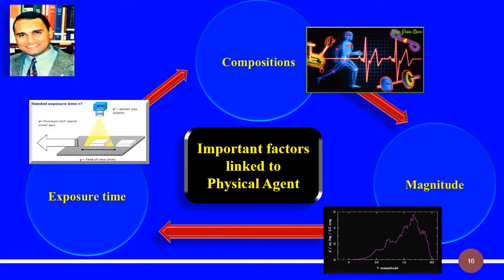Important factors linked to physical agents are composition, magnitude, and exposure time. They are important in determining how, when, and why the disease will occur.